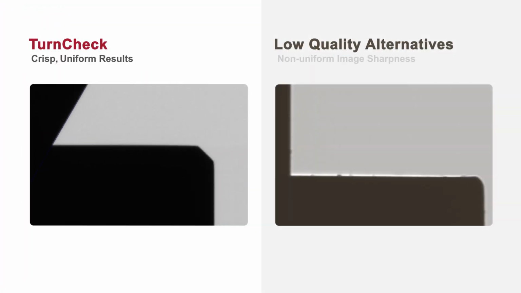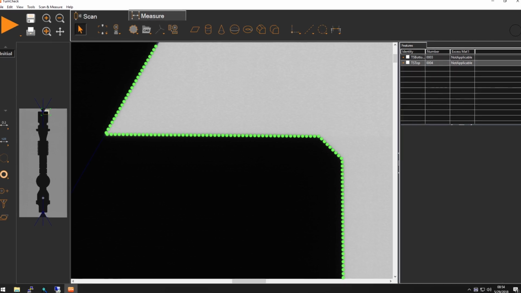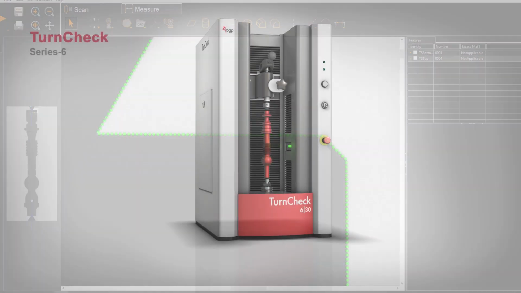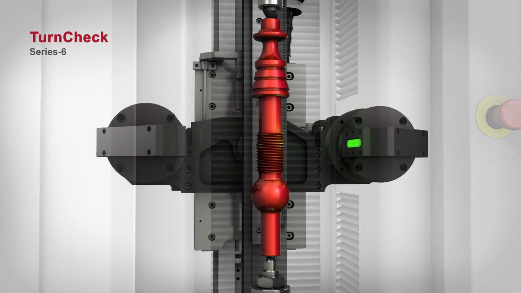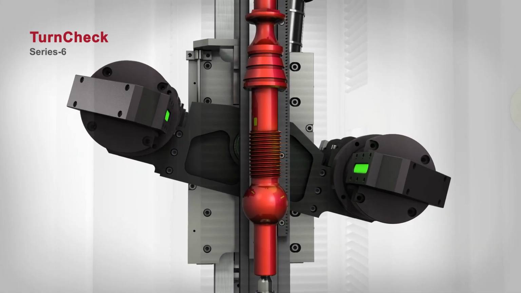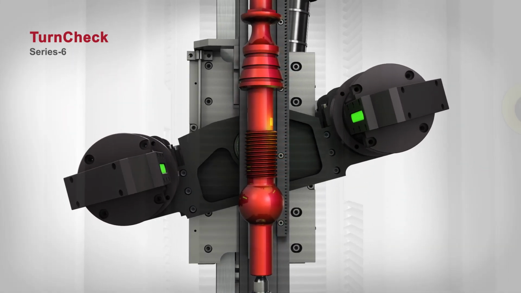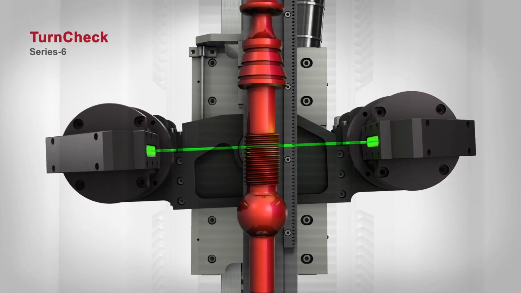Low-quality optical arrangements produce non-uniform image sharpness, preventing accurate measurements in portions of the image. TurnCheck optics produce sharp focus across the entire field, allowing the whole image to be used with no edge effects or exclusion zones. TurnCheck Series 6 models feature an optional helix mechanism, which allows optics to tilt plus or minus 15 degrees for proper thread measurements.